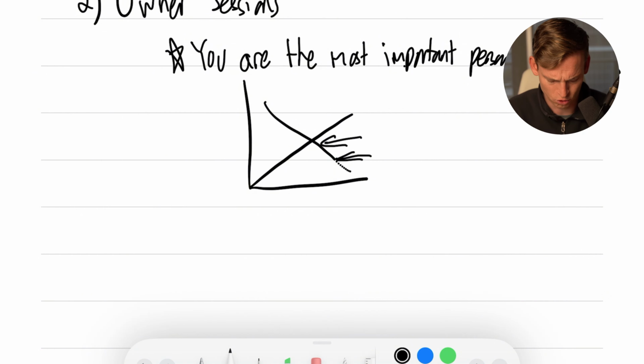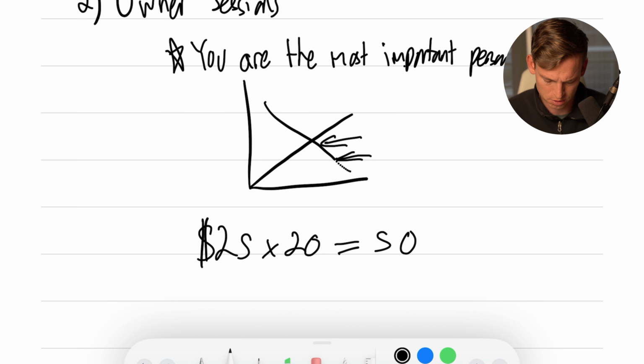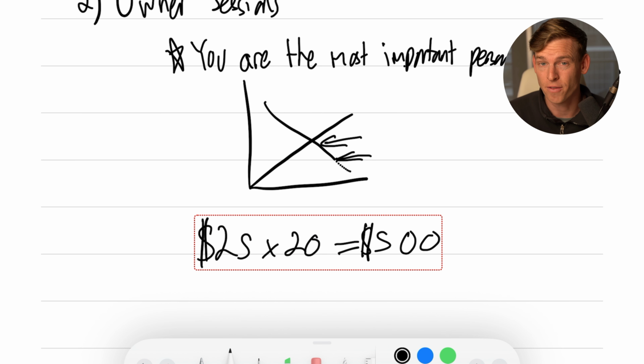Look at this as well. $25 per session. If you're doing 20 sessions a week, it's equal to $500. So if you bump your average rate per session, again, whether that's insurance or cash, you get an extra $25 per session.